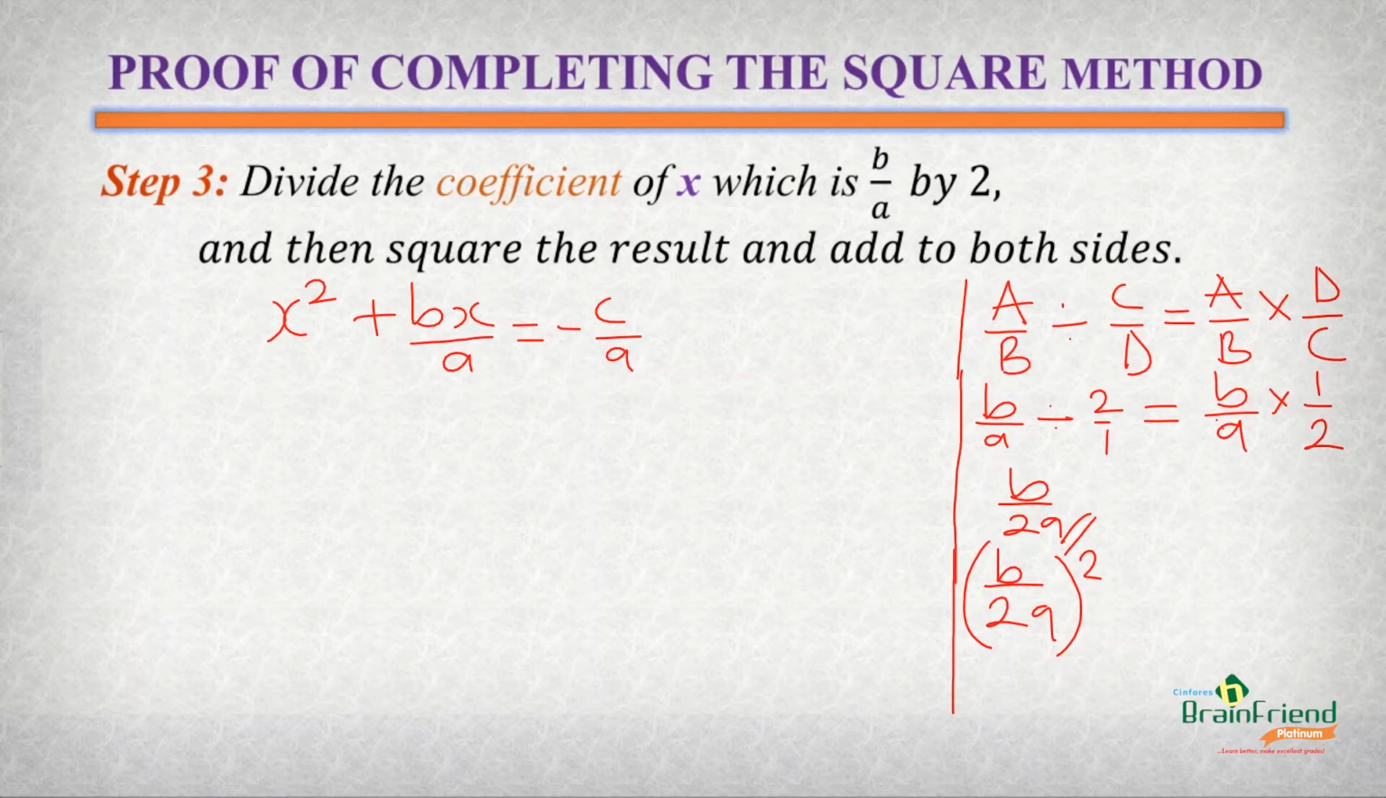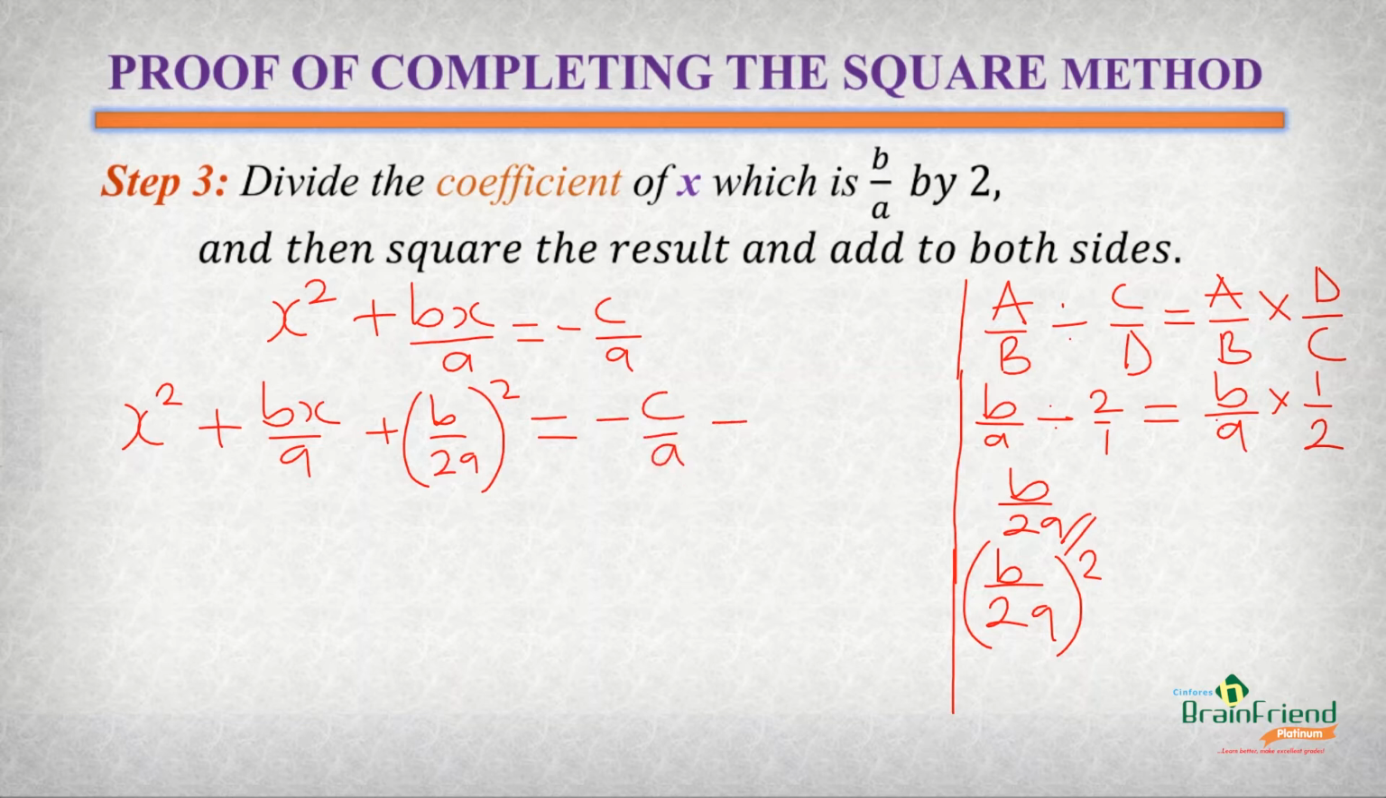So let's do that. By adding (B over 2A) squared to both sides, we now have x squared plus bx over A plus (B over 2A) all squared, and this is equal to minus C over A plus (B over 2A) all squared. Let's call this equation 3.